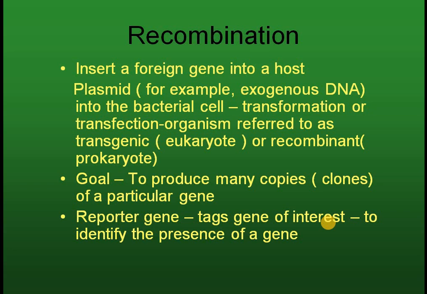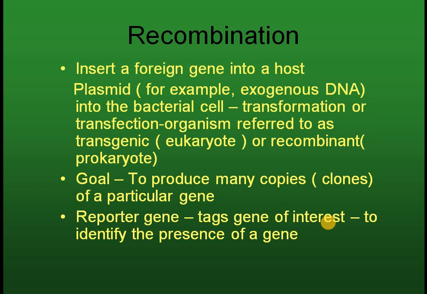Host means the carrier, and there are different types of carriers. For example, plasmid. The DNA is inserted into a plasmid, and then it is inserted into a bacterial cell using the process of transformation or transfection. The organism is called transgenic if it is a eukaryote, and it is known as recombinant if it is a prokaryote. Then what is the goal of recombination? To produce many copies or clones of a particular gene.